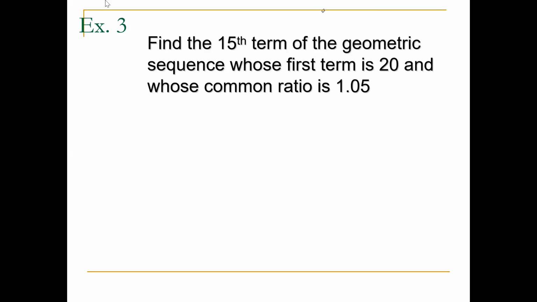Example: find the 15th term of a geometric sequence whose first term a is 20. So the first term is 20 and the common ratio is 1.05. We're asked to find the 15th term. Given a geometric sequence, we're going to use the general formula for geometric sequence, which is a sub n equals a sub 1 times r raised to n minus 1. We're asked to find the 15th term, so our n there is 15.